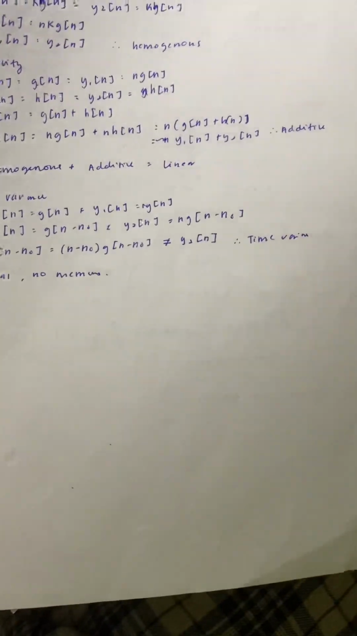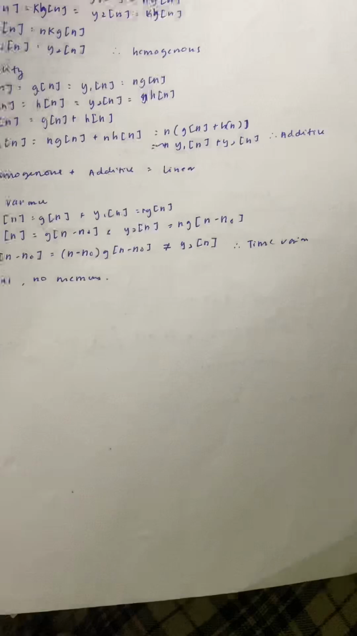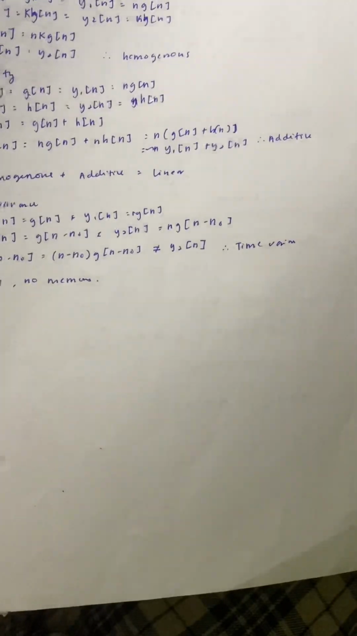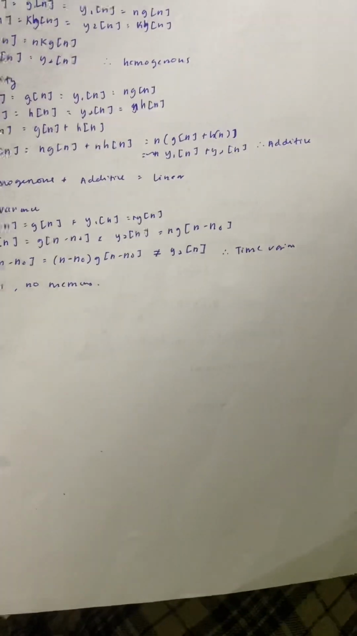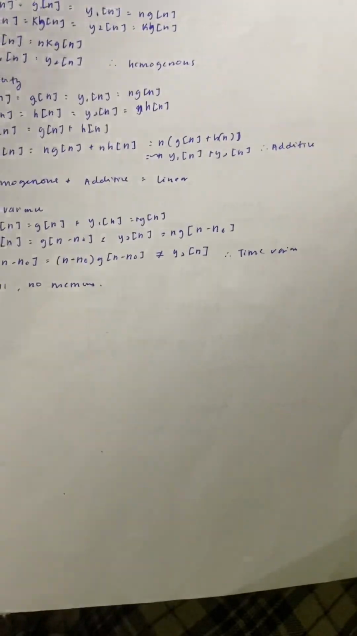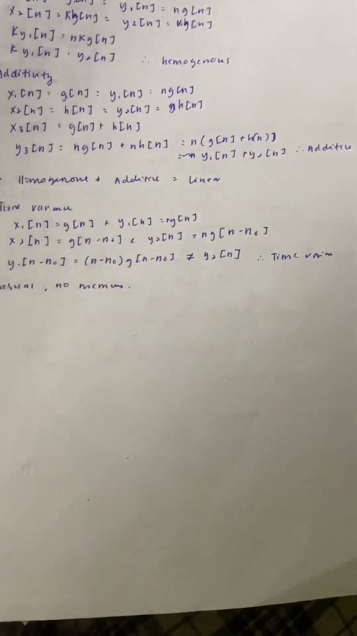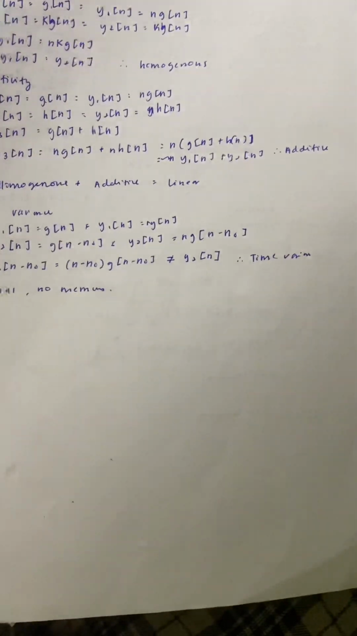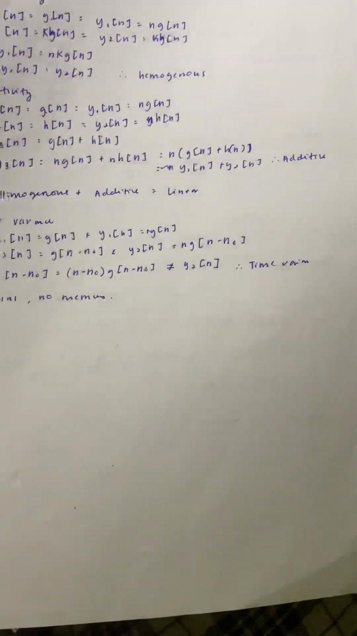Hence it is causal. For the memory, a DT system is memoryless if the output at time n is only a function of the current input sample and does not depend on past values. So we will see that it is memoryless because the output y[n] depends only on the current input sample x[n].